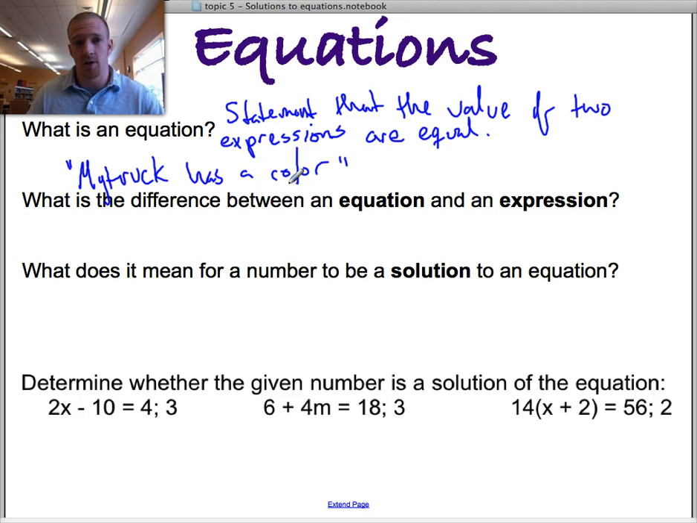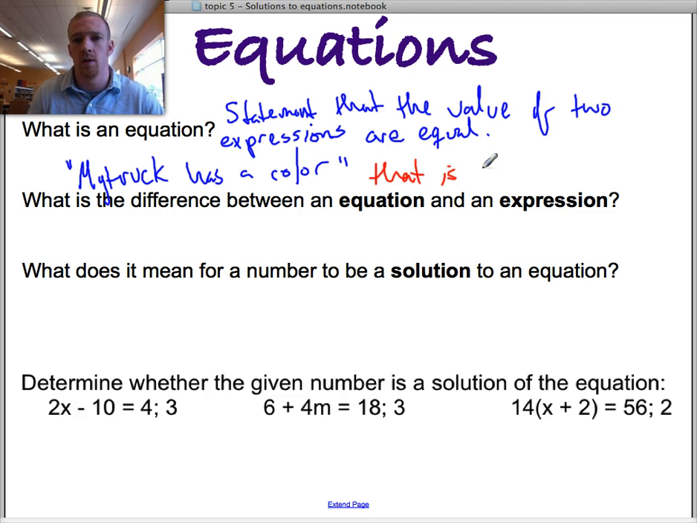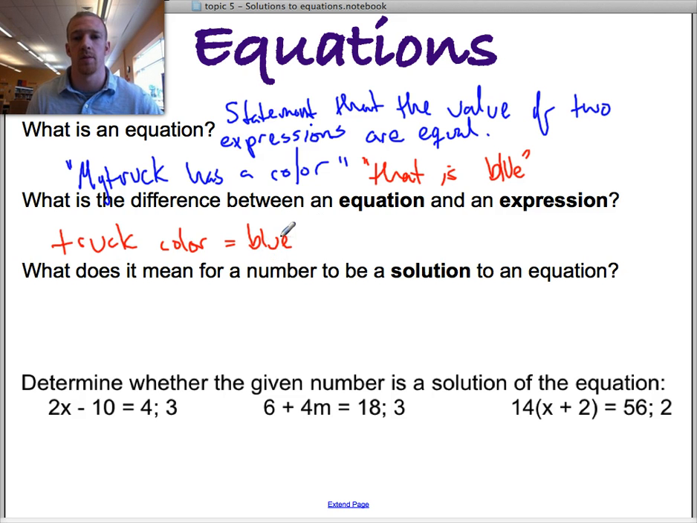An equation relates two expressions. So if I said my truck has a color that is blue, then that actually makes the equation. All right, here's an expression, here's an expression. So that would be something like truck color equals blue. Now blue is an expression and truck color is an expression. Truck color equals blue is actually relating the two expressions and telling you that they are equivalent. All right, the color of my truck is equivalent to the color blue.